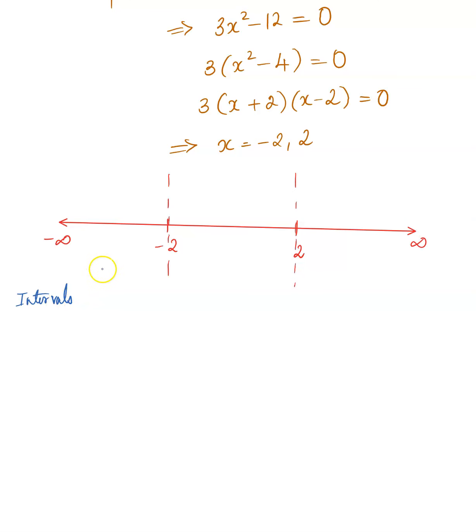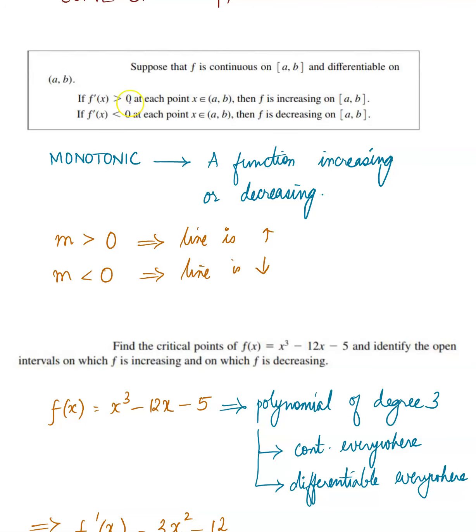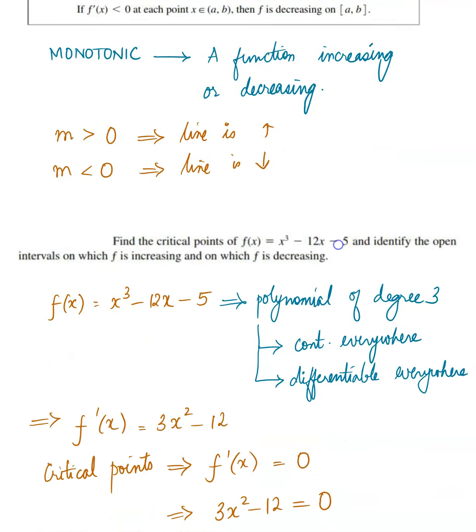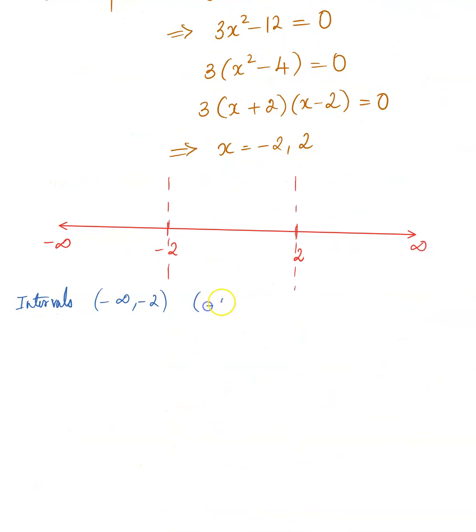Let's say intervals. This first interval is -infinity to -2. We want open intervals because that was part of the instruction. If you included -2, that's exactly 0. But the rule, I'll take you back here, says strictly greater than 0, which means it has to be positive or negative. It can't be equal to 0 for the increasing and decreasing conditions. Then this is -2 to 2, and this is from 2 to infinity.